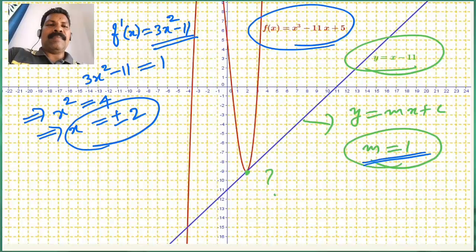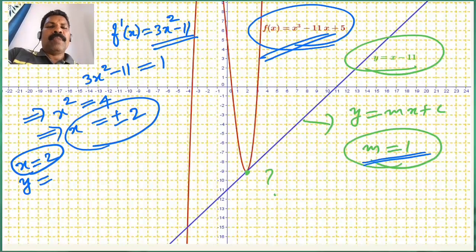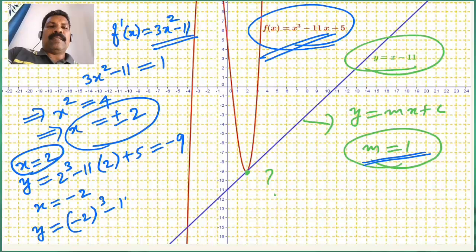Thus we got the x coordinate as plus 2 and negative 2. We have to find the corresponding y coordinate by using the given function x cube minus 11x plus 5. When x equal to 2, y becomes 2 cube minus 11 into 2 plus 5, which gives you negative 9. And when x equal to negative 2, we compute negative 2 cube minus 11 into negative 2 plus 5, that will be 19.